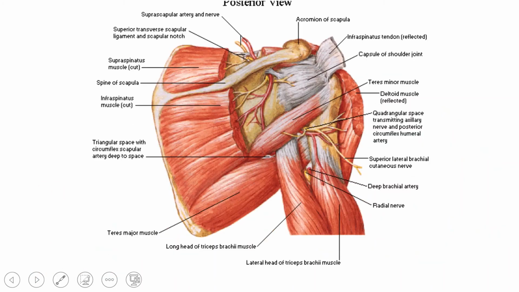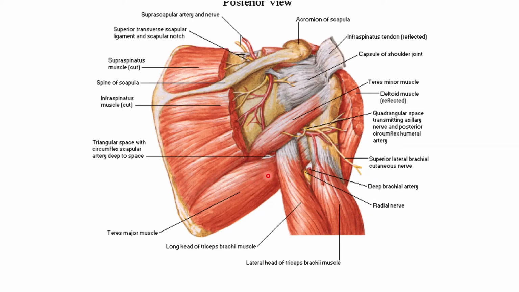So next, this is the atlas picture showing the posterior view of the scapular area. The structures are very beautifully seen over here in the quadrangular space. Here we can see the quadrangular space, which is bounded above by the teres minor, below by the teres major, medially by the long head of triceps, and laterally by the surgical neck of the humerus. The contents which are appreciated over here are the axillary nerve along with the posterior circumflex humeral artery.